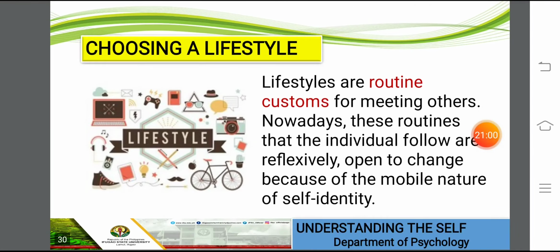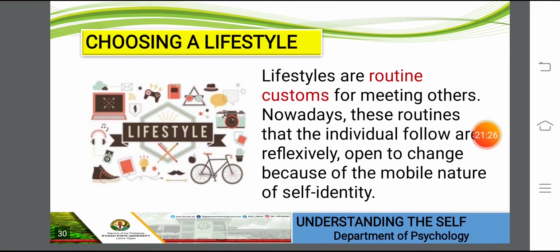Choosing a lifestyle. Lifestyles are routine costumes for meeting others. Nowadays, these routines that the individual follows are reflexively open to change because of the mobile nature of self-identity. Okay. The digital world, the modern world, tells us that for now, this is your self-identity, but because of the pandemic, you could have another identity.